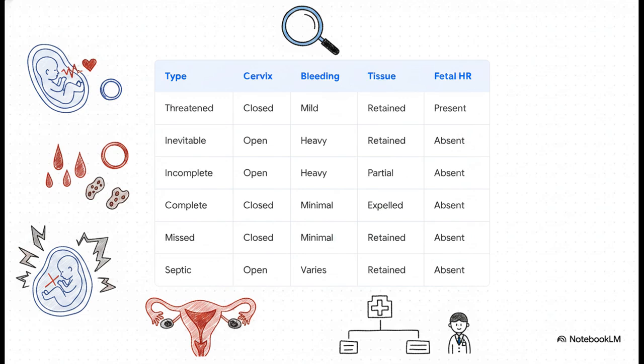Clinicians use specific factors like cervix dilation, bleeding, tissue passage, and fetal heartbeat to diagnose the exact type of loss. For instance, in a threatened abortion, the cervix remains closed and a fetal heartbeat is usually still present, meaning the pregnancy might actually continue normally. Compare that to an inevitable or incomplete abortion, where the cervix is open and bleeding is heavy. Then there's a missed abortion, which is fascinating from a diagnostic perspective. The pregnancy symptoms might just totally disappear. The cervix stays closed, and there's very little bleeding, but an ultrasound reveals no fetal heartbeat. And septic? That indicates a highly dangerous complication involving infection.